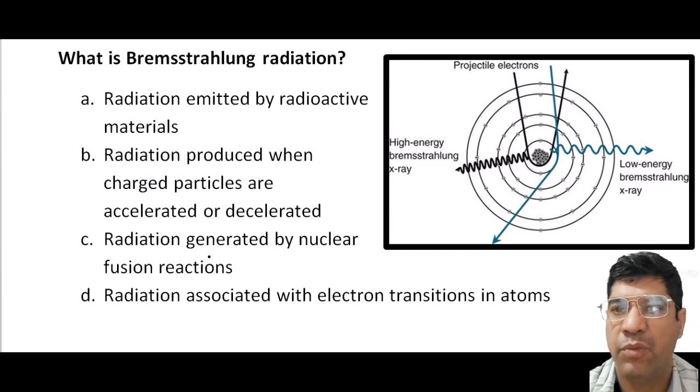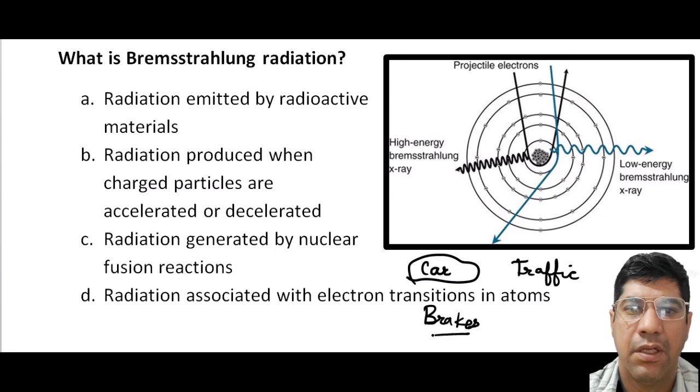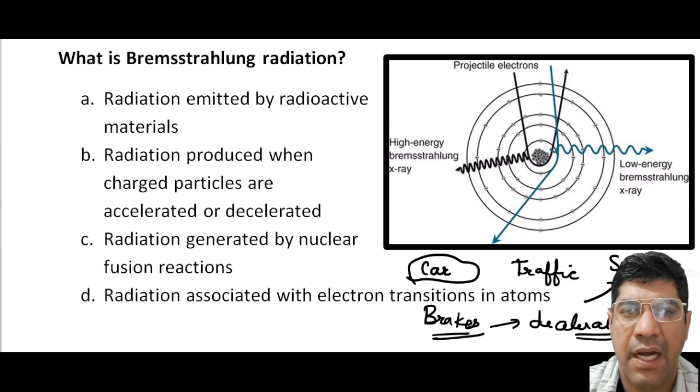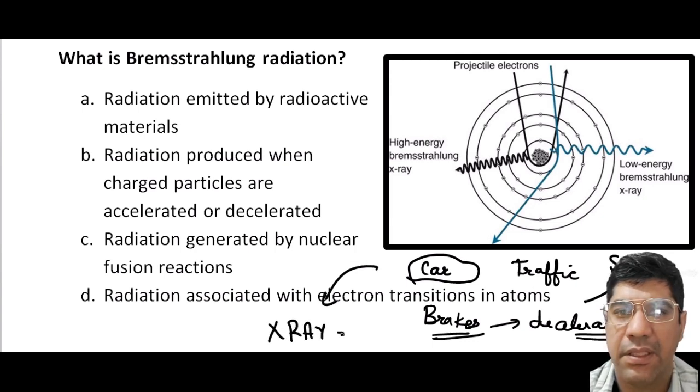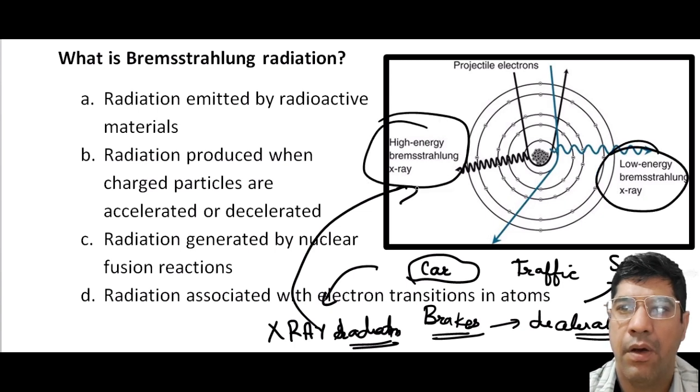Imagine you have a fast moving car on the road and suddenly you see traffic and you apply the brakes. As the car slows down, it decelerates rapidly. That releases energy in the form of sound, like the screeching sounds you notice that are produced due to the brakes. In the same way, when fast moving electrons come near the positively charged nucleus of an atom, they slow down, and during this deceleration they emit X-ray radiation. This radiation is known as Bremsstrahlung radiation.